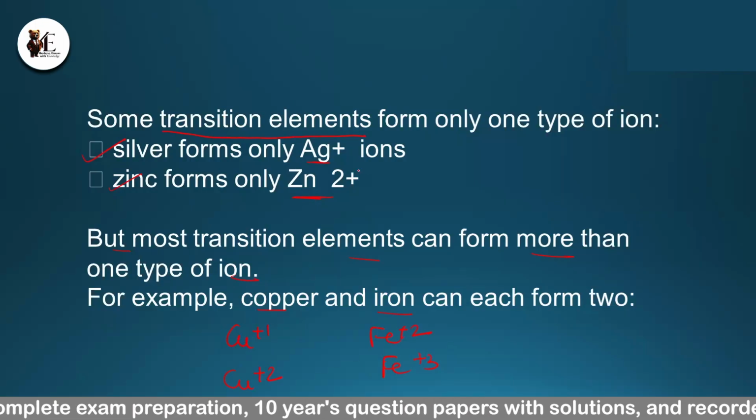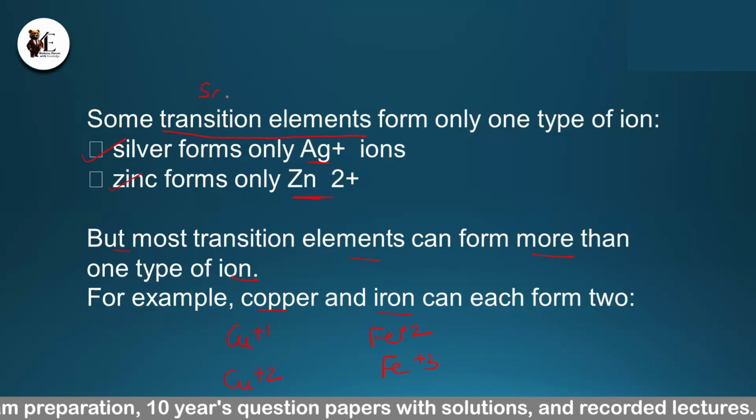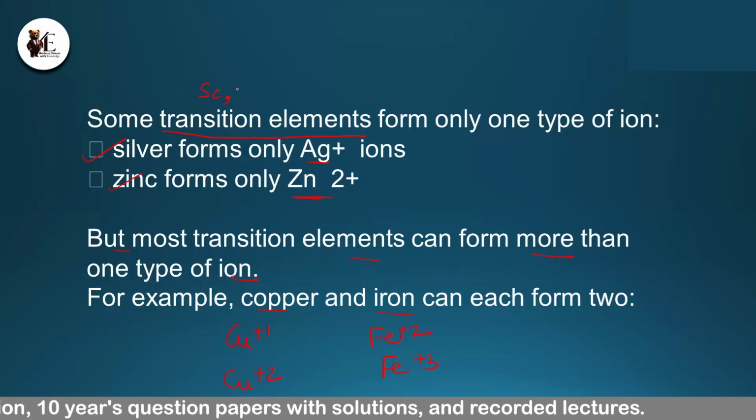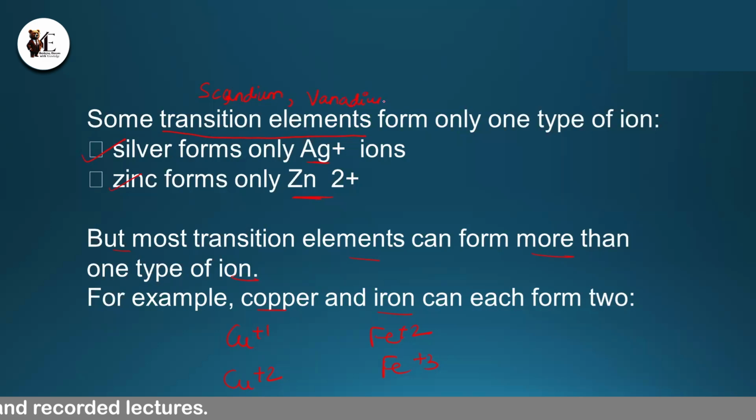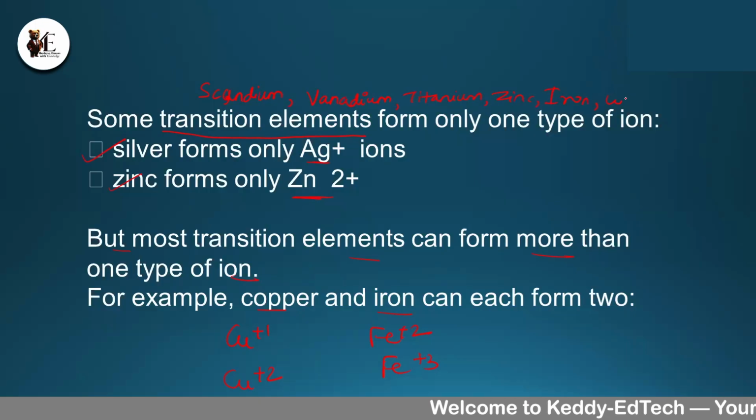If you have your periodic table, then you can see scandium, vanadium, titanium. These are all transition elements. Zinc, iron, copper, all these are transition elements. They lie in the middle of the periodic table.